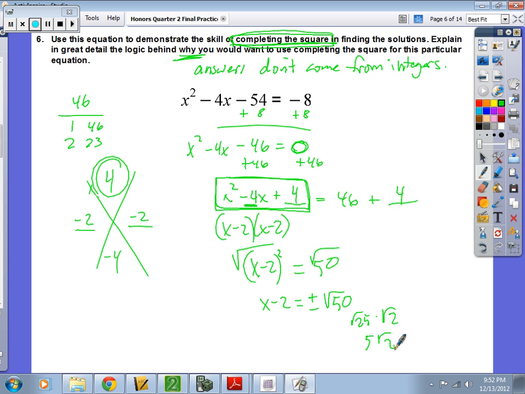So here's what I'm going to do. I'm going to swap out square root of 50 for plus or minus 5 times the square root of 2. X minus 2 equals plus or minus 5 times the square root of 2. So just undo the minus 2. Add 2 to both sides. Your final answer is x equals 2 plus or minus 5 times the square root of 2. So your answers do not come from the integers, they come from the irrationals.